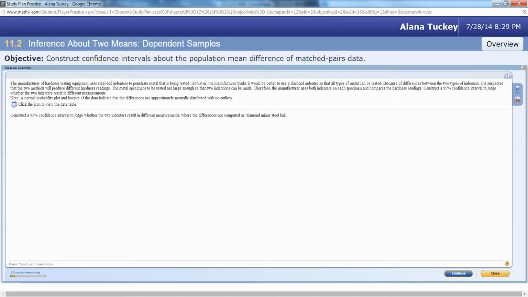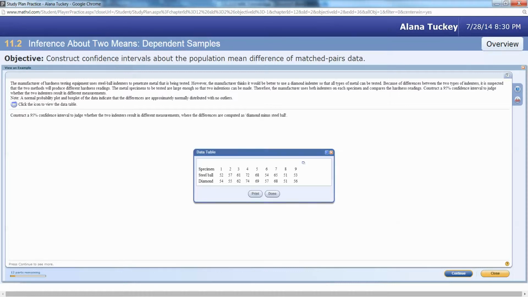Note that a normal probability plot and box plot of the data indicate that the differences are approximately normally distributed with no outliers. Well, that's a good thing to note because, of course, if we didn't have that, we wouldn't be able to do anything, right? We always need that our data is normal with no outliers, basically from chapter 7 onward. And this was a small sample, of course. There's only 9 specimens here, so that would be problematic for us if we didn't know that it was normal.